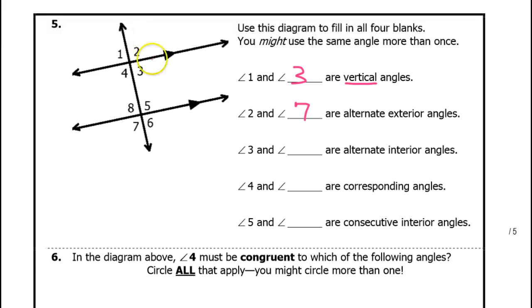Alright, now angle 3 and what are alternate interior? Well, that's like angle 3 and angle 8. These are alternate interior angles. Alright, angle 4 and angle what are corresponding angles? Oh, we just talked about that. Corresponding angles are angles that are in the same position on each x. So angle 4 is in the lower left, and I see angle 7 here in the lower left. So these are corresponding, 4 and 7.